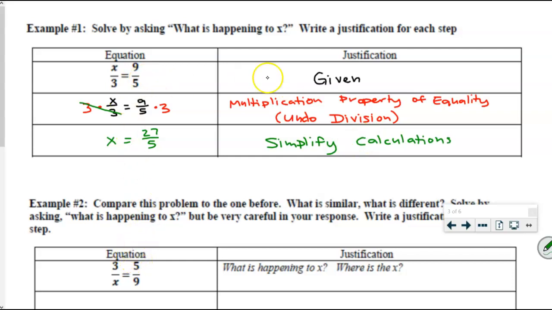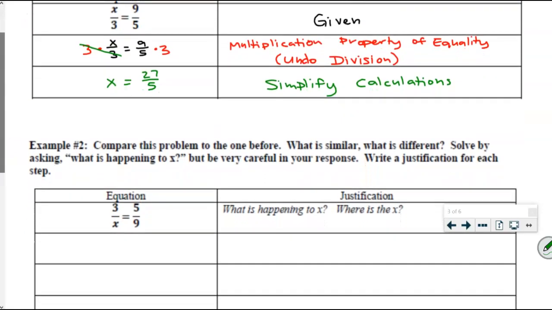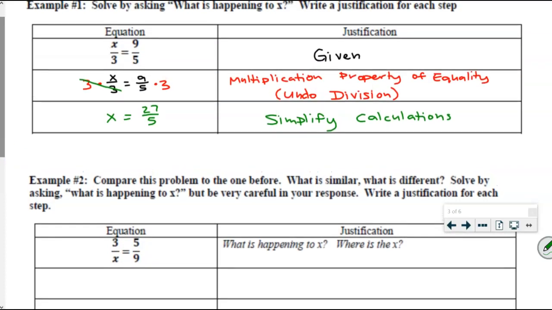This is actually what they call a 2-column proof, where you take your steps, but then you give the justifications on the other side. It's an important math tool when you get into more advanced mathematics. Example 2. First things first. Here's our equation. Will you please compare this problem to the one before? What's similar, what's different? And then we're going to solve.